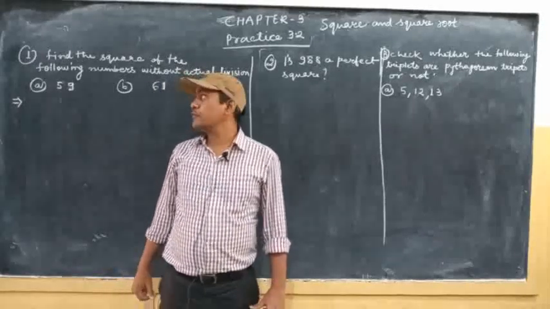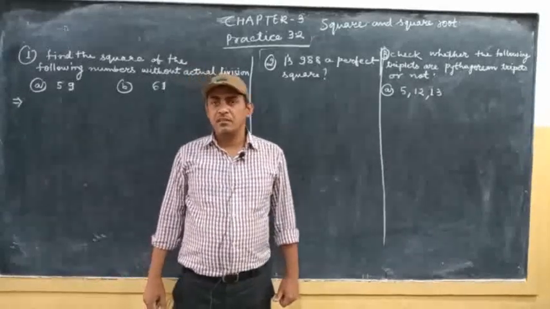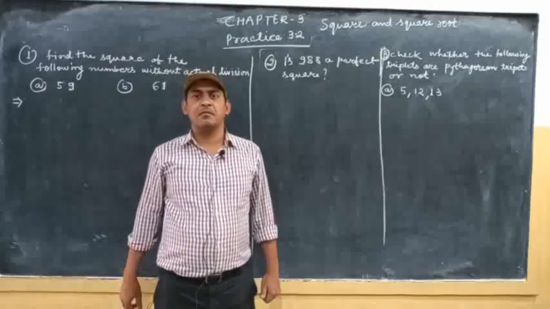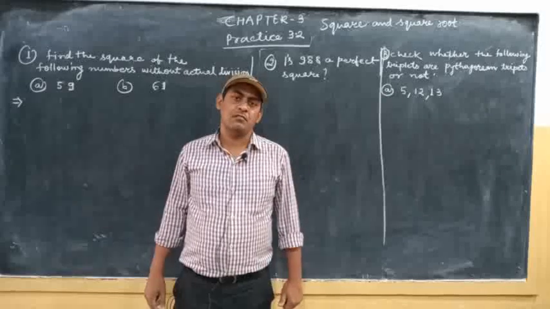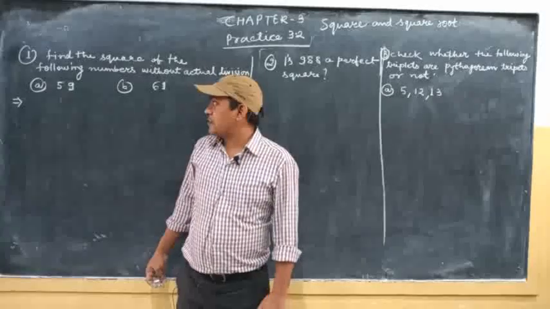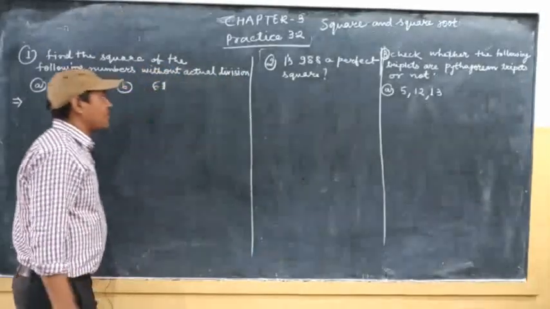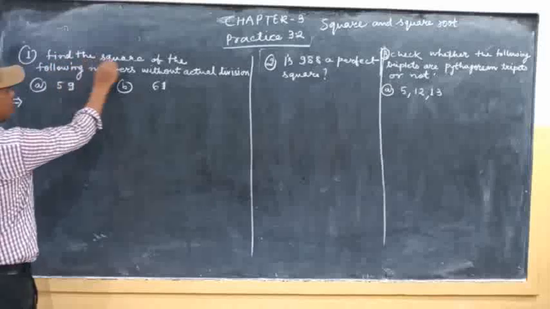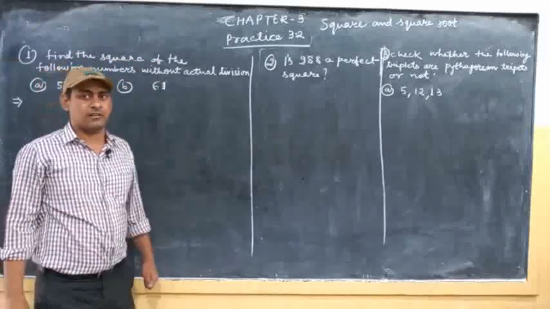Today we are going to discuss exercise 3.2. There are some questions which are going to be solved by me, so you just see the solved questions. Let us start with question number one of exercise 3.2. Find the square of the following numbers without actual division.